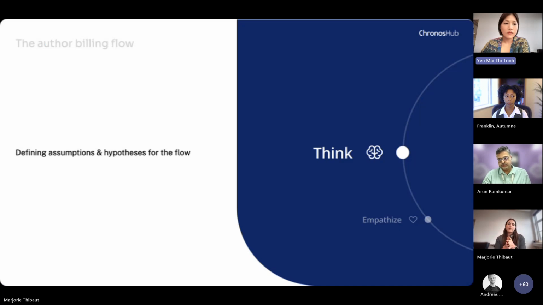So first we have the think step, which is about defining assumptions and hypotheses for the flow. Usually in this step, we go through interviews, but in this case, we had pretty strong beliefs coming from our in-house experts, beliefs like publishing an article requires a payment and a license signature. The payment responsibility may fall on an author personally or the author's affiliated organization, and there might be a pre-existing agreement between an organization and a publisher.